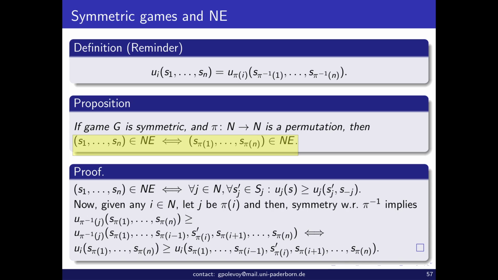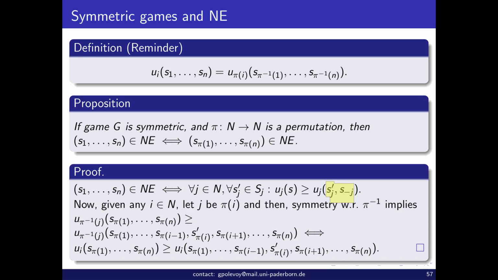The original profile is a Nash equilibrium if and only if, by the definition of a Nash equilibrium, for any j and for any deviation of the player, the utility of j in the original profile is at least as much as what j gets when Sj is changed to the deviation and the rest do what they did before. Now, given any player i, we prove what we need. Take i to be P-1 of j.